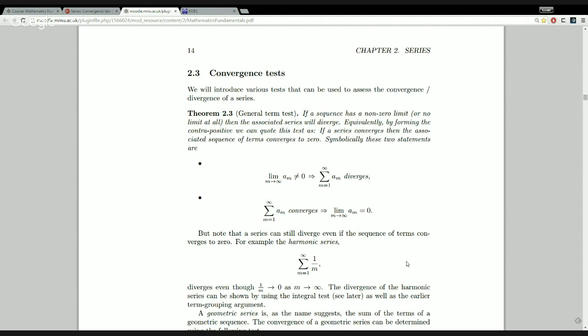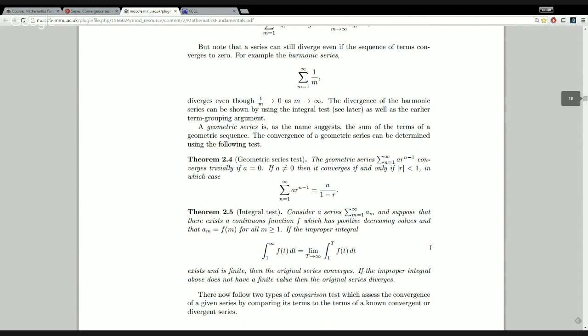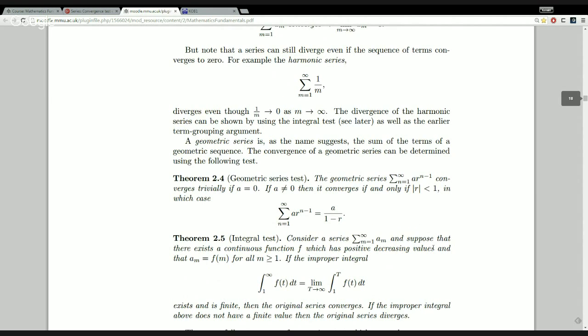Okay, so let's continue on and look at our next test. So the next test is the geometric series test. And I'm going to describe this on pen and paper. So there's the statement of the test there. You can read it. The geometric series test applies to series which look like this.